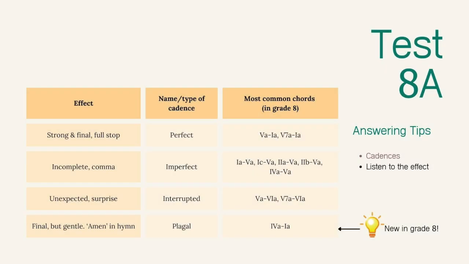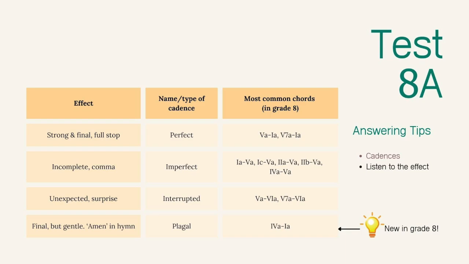These are the answering tips for cadences. Listen to the effect of the cadence. A perfect cadence sounds strong and final, like a full stop. The most common chords in grade 8 would be 5-1 or 5-7-1. An imperfect cadence sounds incomplete, like a comma. And the possible combinations are 1-5, 1C5, 2-5, 2B5, and 4-5.